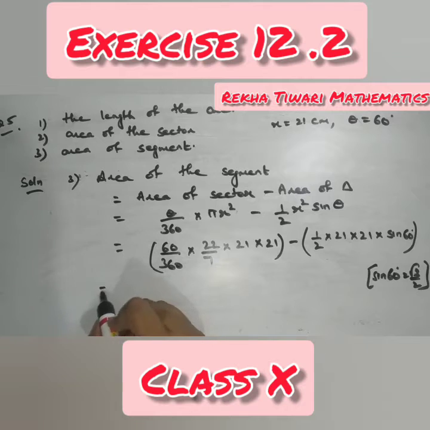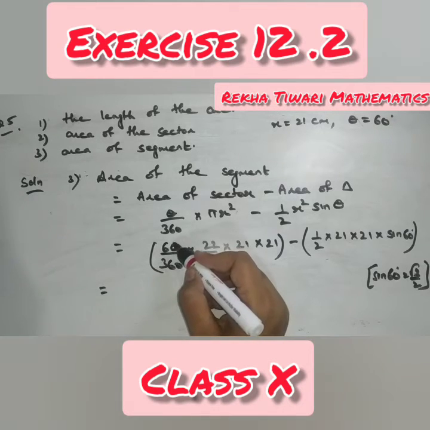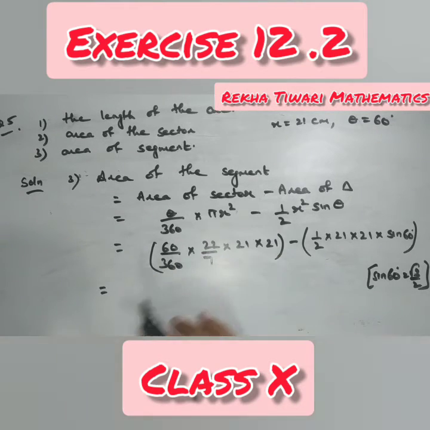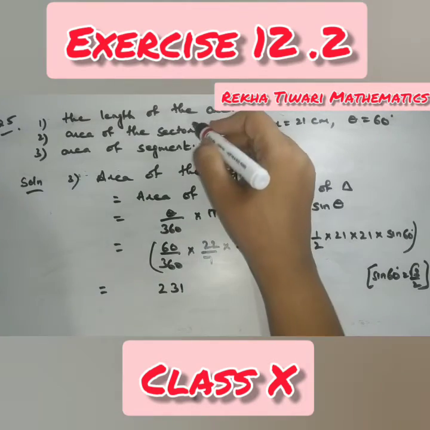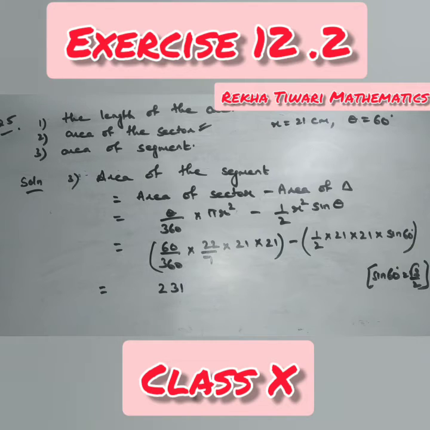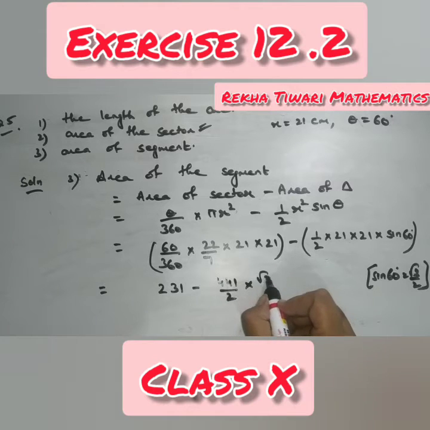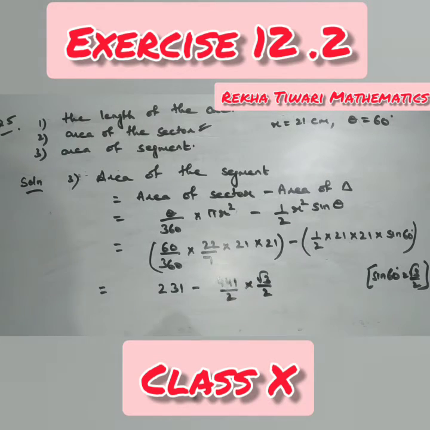Correct? So put the value. Solve this, you will get the answer. When you multiply these two, you will get 231. Already we had solved in the second part, area of sector, which comes as 231 minus this, 21 into 21 is 441 upon 2 into root 3 by 2, the value of sine 60.